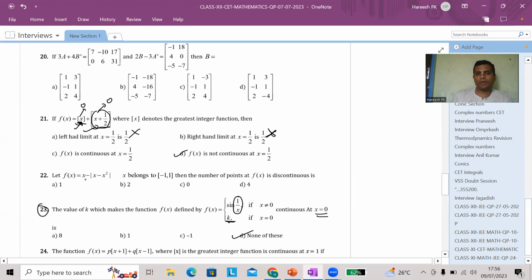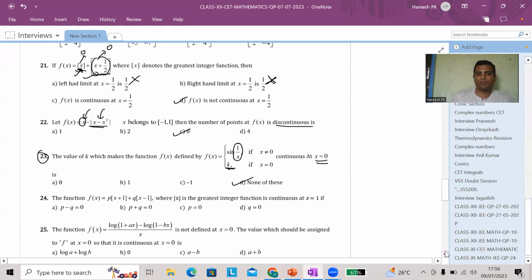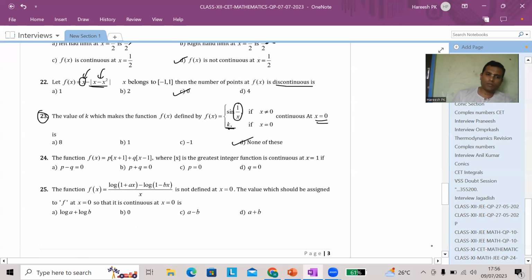Now, how to find the points of discontinuity? This is a very straightforward question. We know that mod x is never discontinuous, right? And neither is x discontinuous. So this is based on the property: if the first function is continuous and the second function is continuous, then the sum or difference of both will also be continuous. So how many points is f of x discontinuous at? The answer is 0 points. No need to even solve. You just need to have the basic rule.